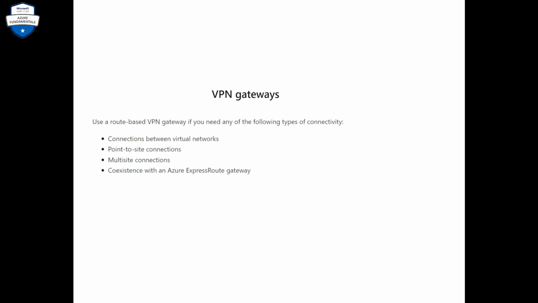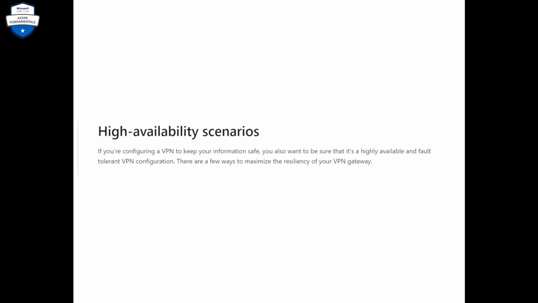Use a route-based VPN gateway if you need any of the following types of connectivity. Connections between virtual networks, point-to-site connections, multi-site connections, coexistence with an Azure ExpressRoute gateway. High availability scenarios. If you're configuring a VPN to keep your information safe, you also want to be sure that it's a highly available and fault-tolerant VPN configuration. There are a few ways to maximize the resiliency of your VPN gateway.